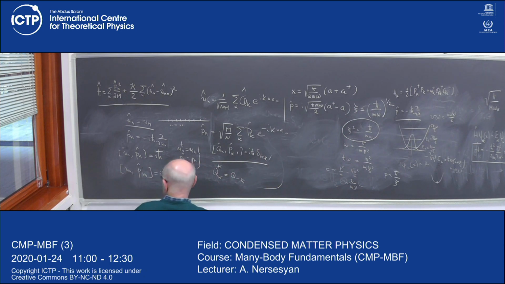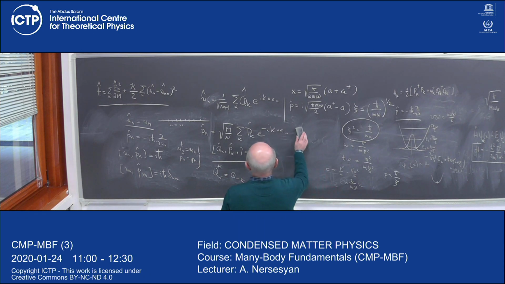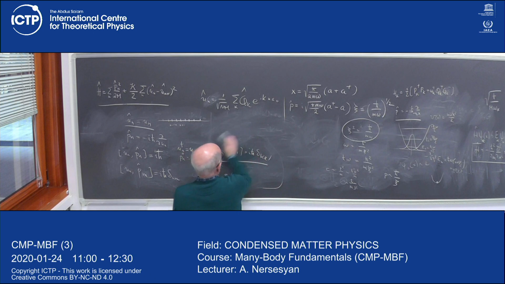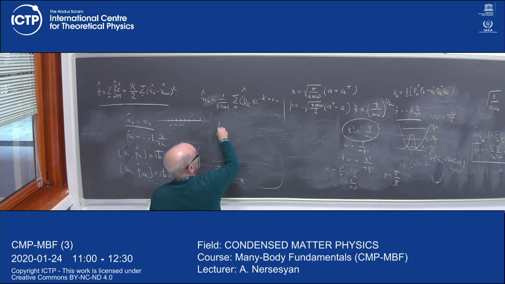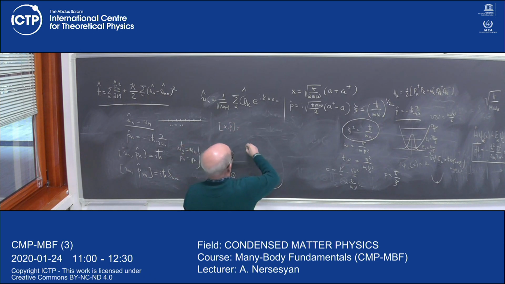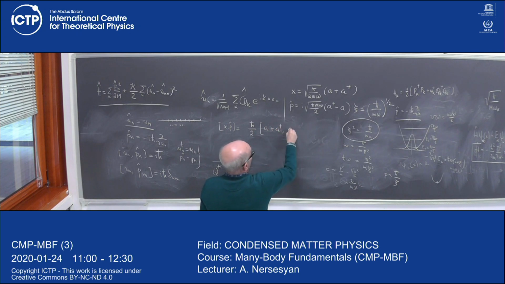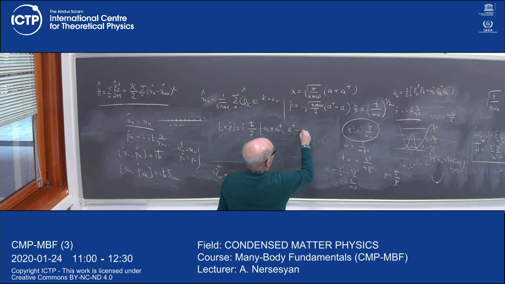If I now check the canonical commutator xp, it will go as follows. First power of h, first power of 2, the rest is cancelled, and the commutator of a plus a dagger, and here I have imaginary i, I'm sorry, a dagger minus a.